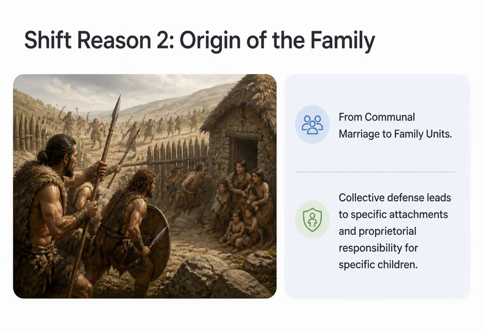The second, more speculative reason involves the origin of the family. Morgan hypothesized that in early communal marriage systems, men had to collectively defend their group's women and children from outside attacks. Through this process of defense, men gradually developed specific emotional attachments and a sense of proprietorial responsibility over specific children. This growing consciousness of "these are my children" created the social incentive for precise descriptive kinship labels.